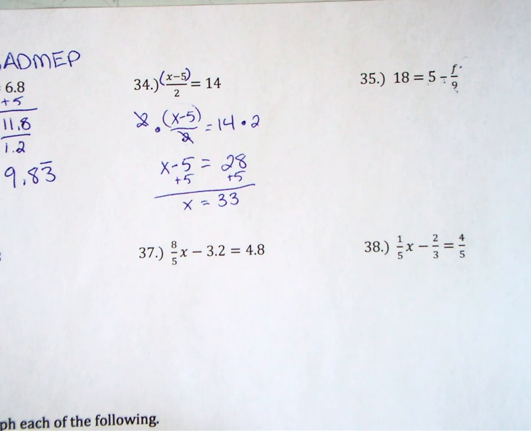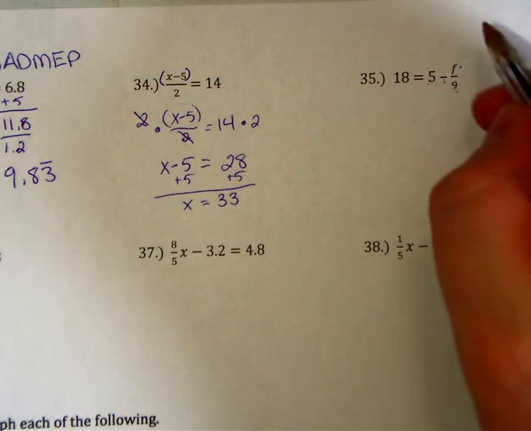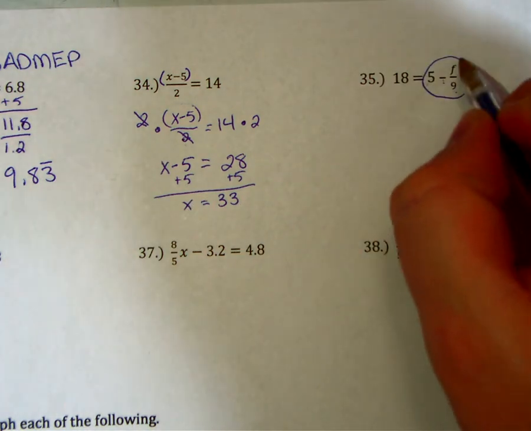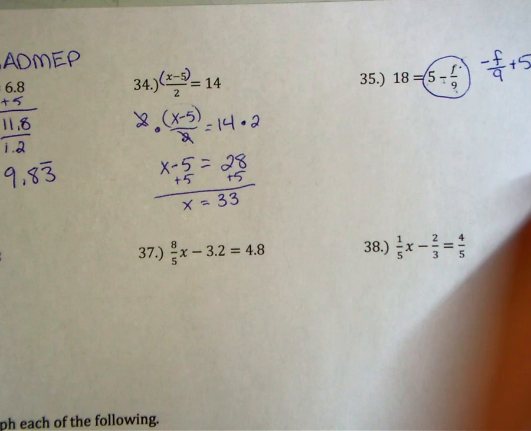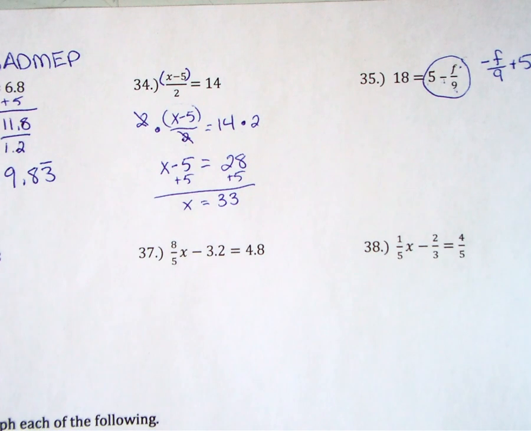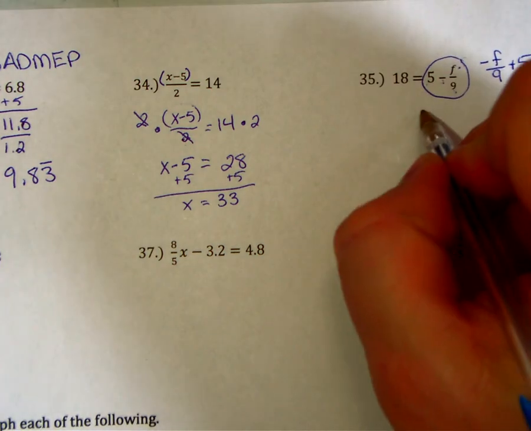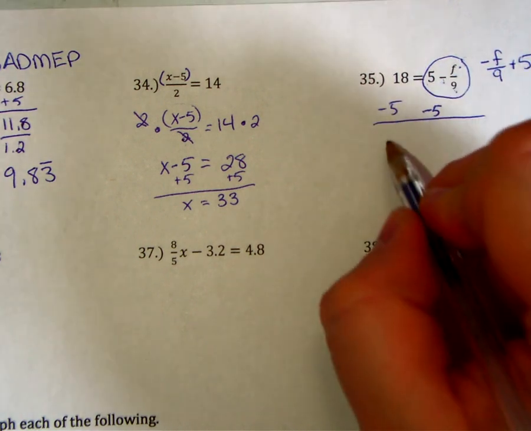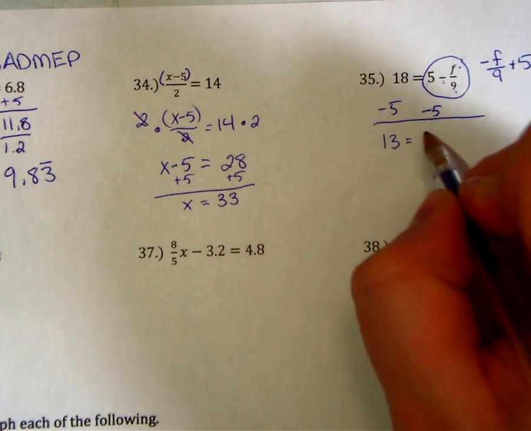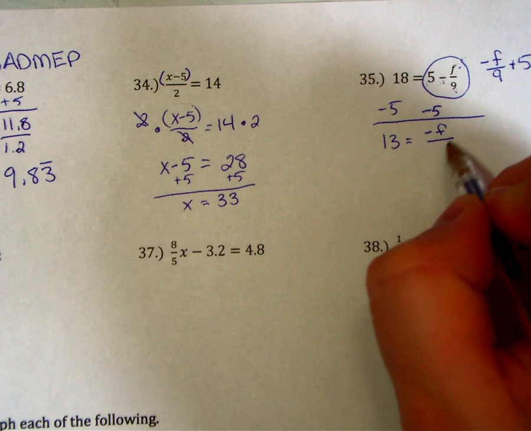And really, it's not so much subtraction as, remember, this term here can be rewritten as negative f over 9 plus 5. So we have a positive 5 there that needs to go. Now, I'm not going to expect you to rewrite the problem, but you can if it's going to help you to remember that that 5 is positive. So the first thing we're going to do is subtract 5 from both sides. So 13 is equal to negative f over 9.